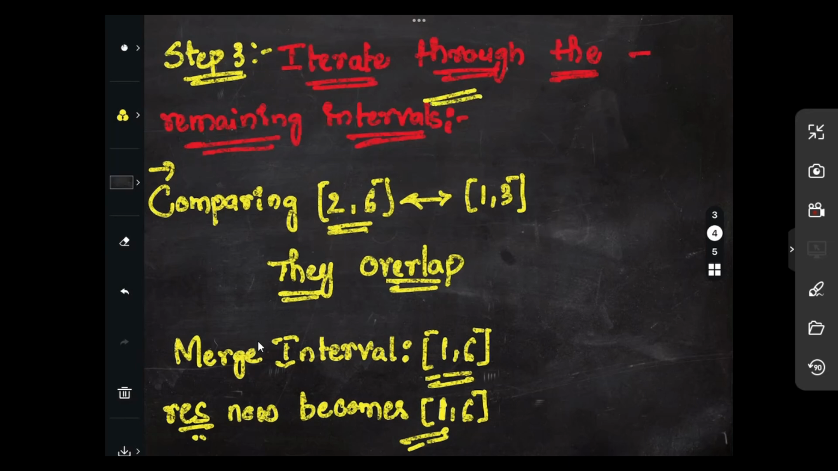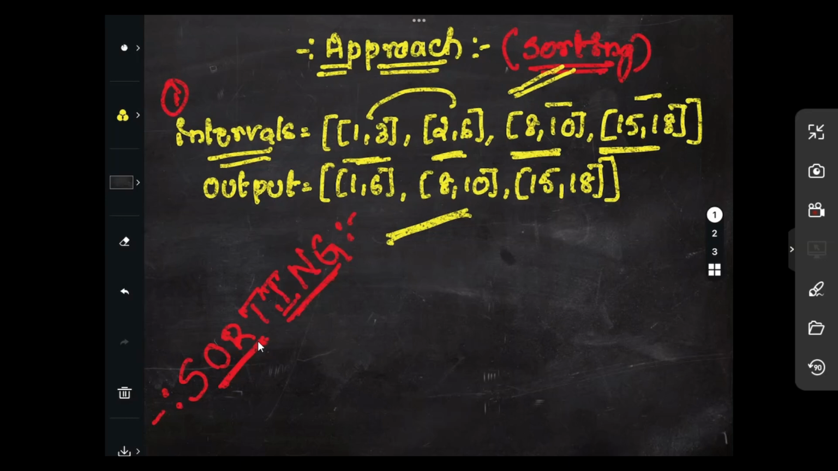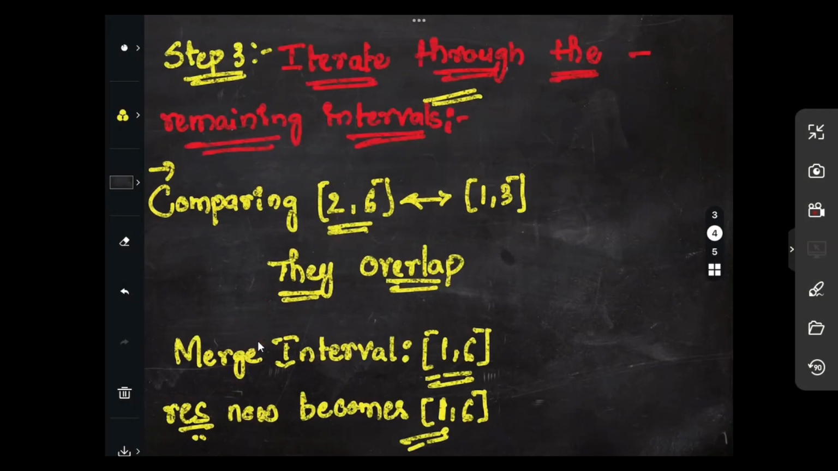So next, let's see the iteration, right? Iterating through the remaining intervals. Next, we will compare the next element here. Let me make this red. We have 1 comma 3 and 2 comma 6. We will be comparing 1 comma 3 and 2 comma 6. We will compare 2 comma 6 with 1 comma 3.